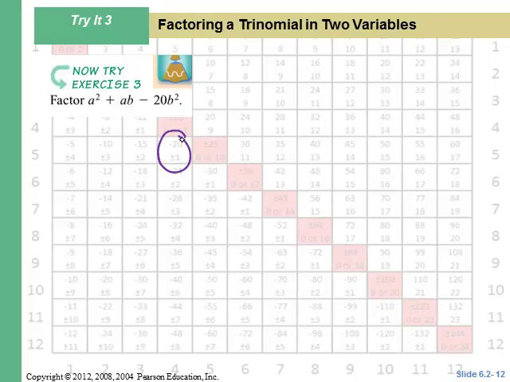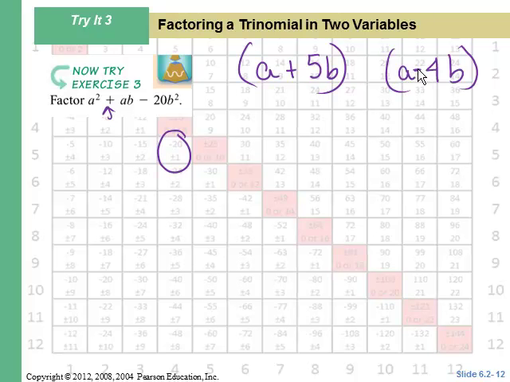Okay, we're in this corner right here, negative 20, positive 1. So we have a 5b, a 4b. Now the question is, where is the plus sign and where is the minus sign? Well, the bigger one is plus, so the 5 is bigger than 4, so that's why the 5 is plus. So basically what I did is I filled in the 4 blanks, and then I put the sign in last.